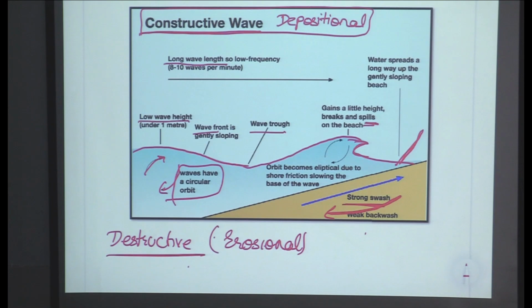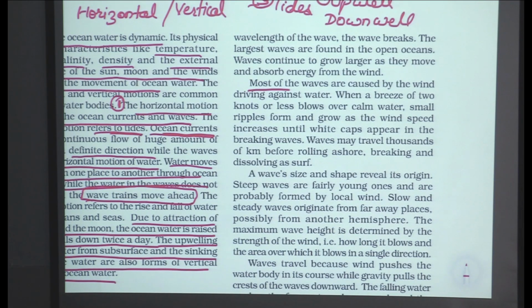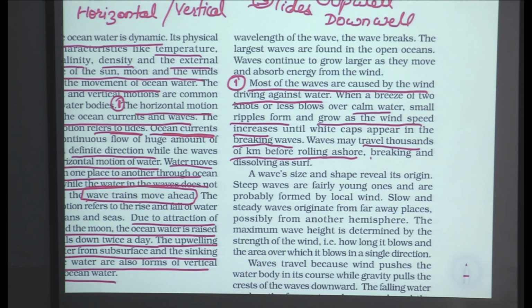Now we take NCERT. Most of the waves are caused by wind driving against the water. When a breeze of 2 knots or less blows over calm water, small ripples form and grow as the wind speed increases, until white caps appear in the breaking waves. Waves may travel thousands of kilometers before rolling ashore, breaking and dissolving as surf.